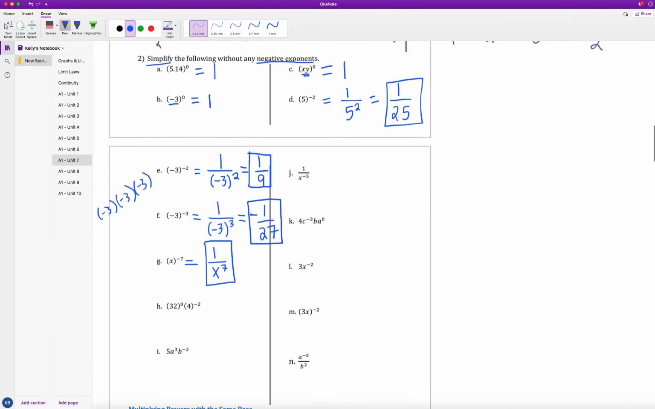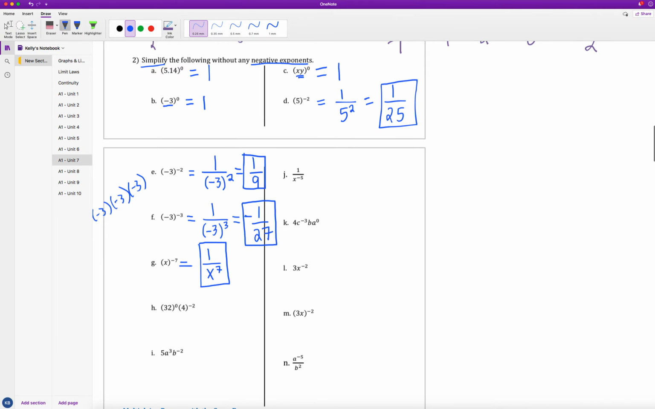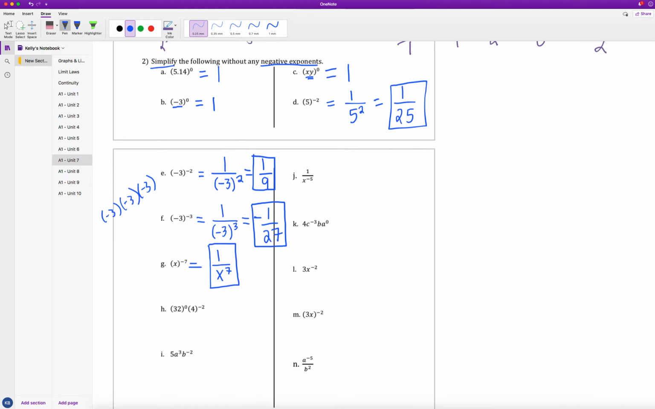Okay, let's look at example H. So example H is kind of incorporating multiple properties here. So we have 32 to the 0 power, and then we have 4 to the -2nd power. Well, let's take this one step at a time. So we know that anything to the 0 power is equal to what number? It's going to be equal to 1. So 32 to the 0 power is going to be equal to 1. So I can replace 32 to the 0 with 1.